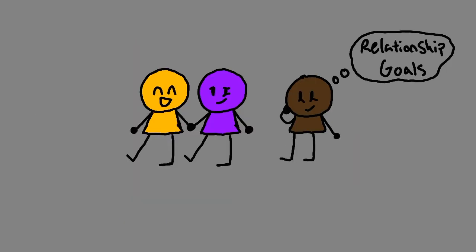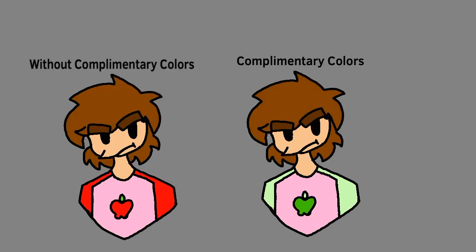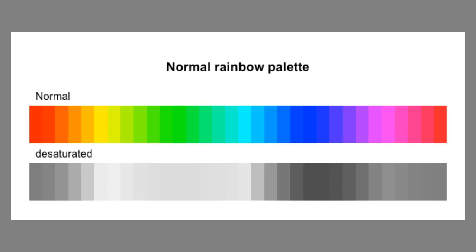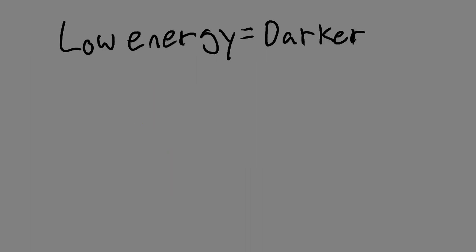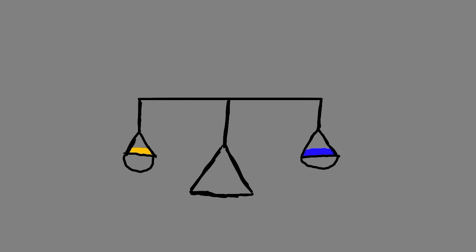Complementary colors look good together, and when done the right way, can really enhance your character. Energy levels of colors vary depending on the color. Colors with high energy are really bright, like yellow, orange, pink, and cyan. Colors with low energy are deeper and darker, like purple, blue, green, and red. You have to use light and dark colors to make your art dynamic.